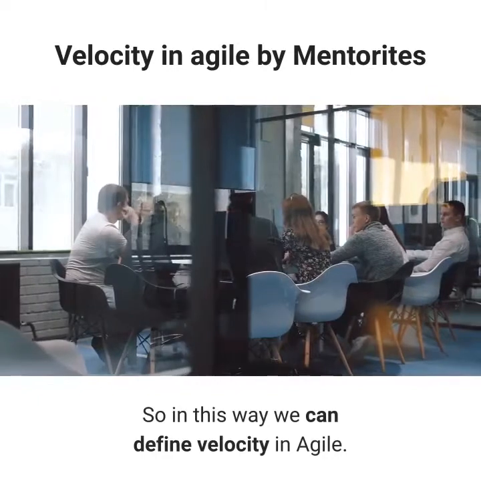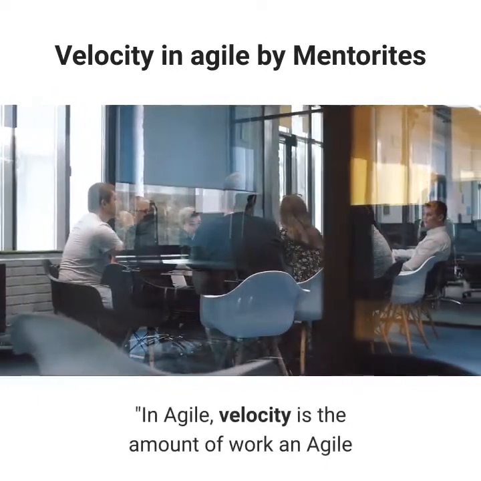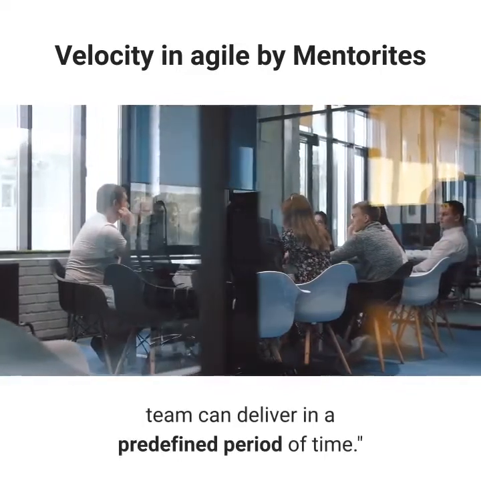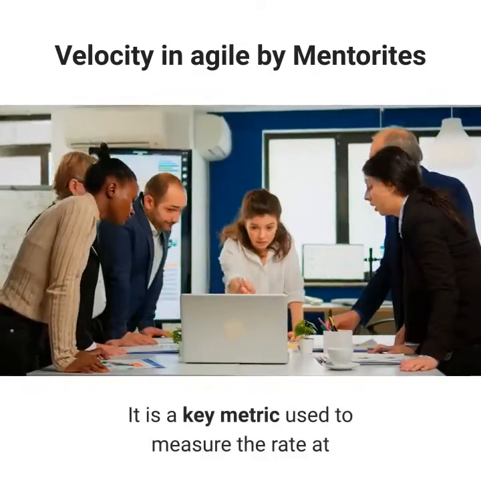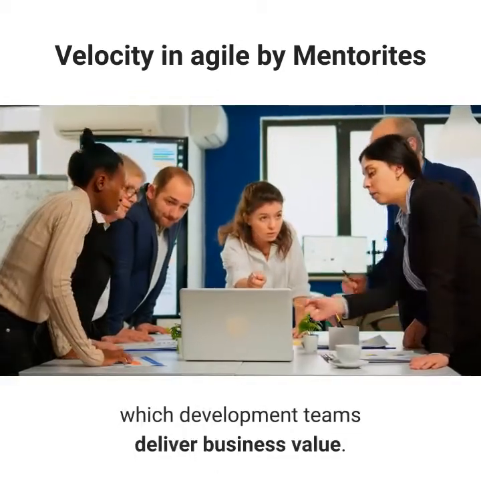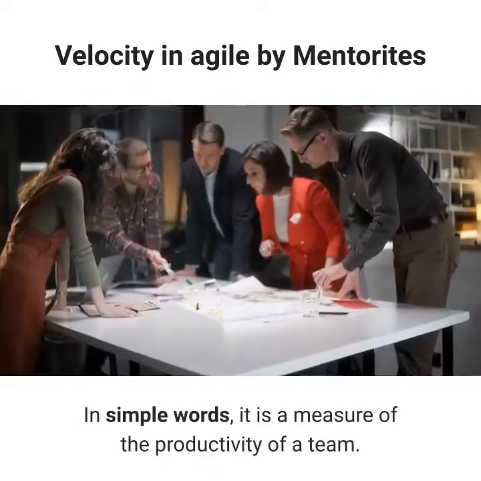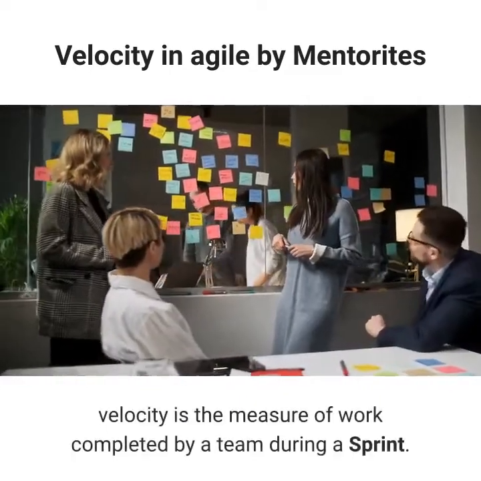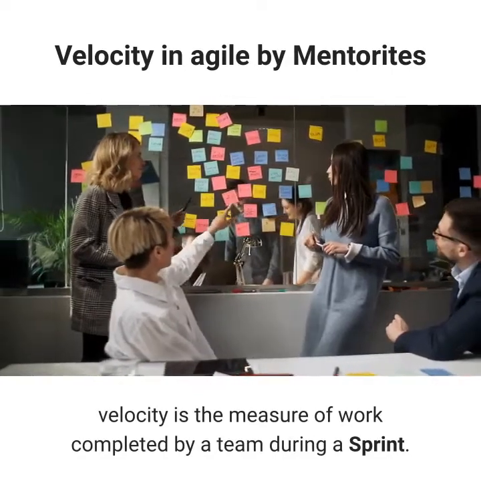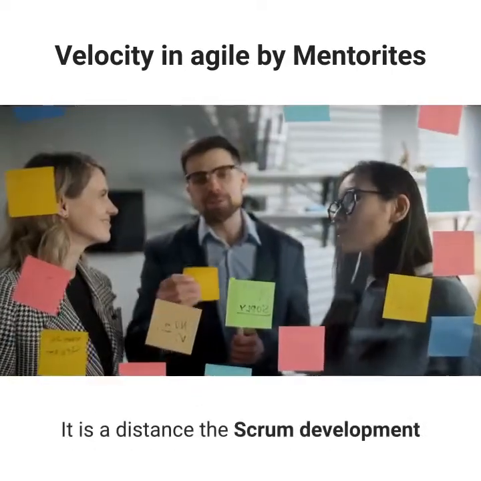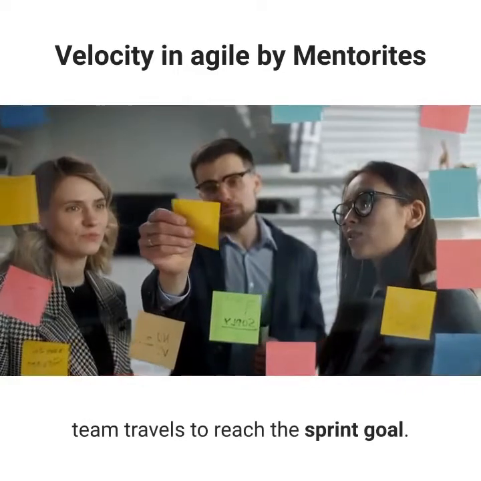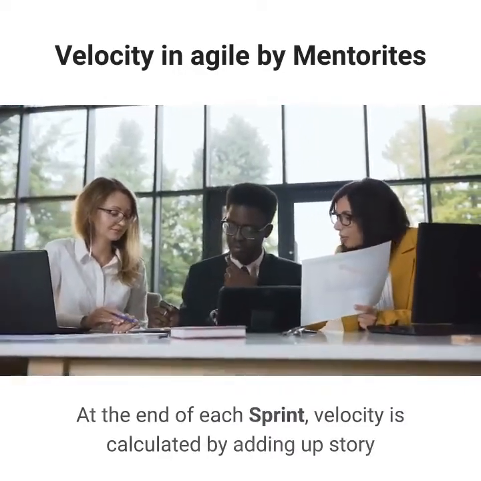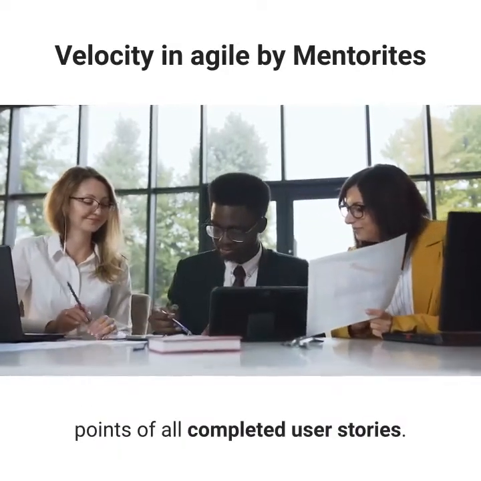So in this way, we can define velocity in Agile. In Agile, velocity is the amount of work an Agile team can deliver in a predefined period of time. It is a key metric used to measure the rate at which development teams deliver business value. In simple words, it is a measure of the productivity of a team. Also, in Scrum, velocity is the measure of work completed by a team during a sprint. It is the distance the Scrum development team travels to reach the sprint goal. At the end of each sprint, velocity is calculated by adding up story points of all completed user stories.